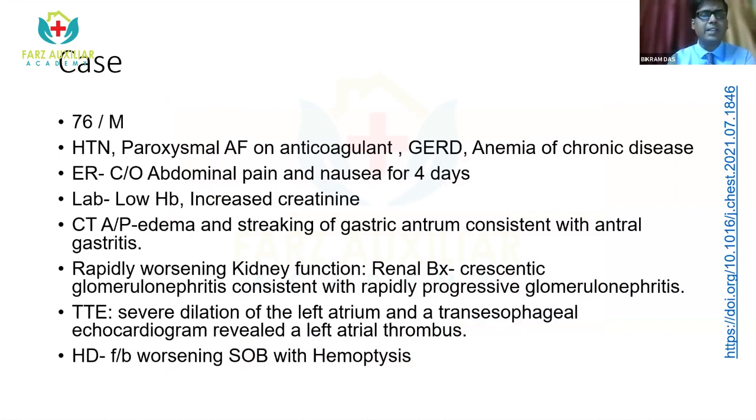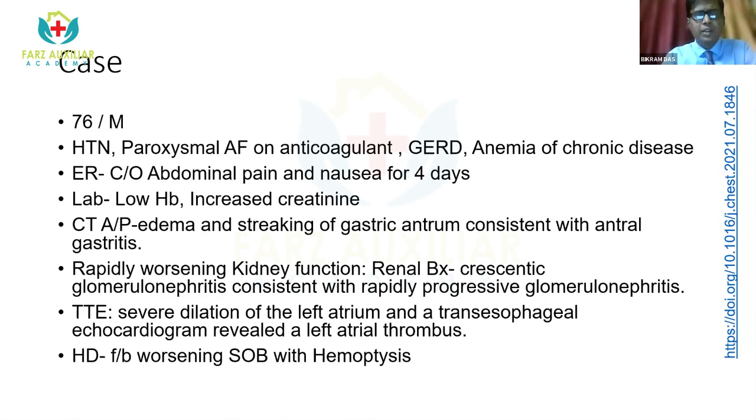care. So this is a case of a 76-year-old male, hypertensive, with paroxysmal atrial fibrillation, on an anticoagulant, with reflux disease and anemia of chronic disease, who came to the emergency with complaint of abdominal pain and nausea for 4 days. So it's an acute onset abdominal pain and nausea. Lab-wise, he had low hemoglobin and increased creatinine. His CT abdomen and pelvis showed edema and streaking of the gastric antrum, consistent with antral gastritis. But there was rapid worsening of the kidney function, and renal biopsy showed dysmorphic glomerulonephritis, consistent with RPGN, that is rapidly progressive glomerulonephritis.